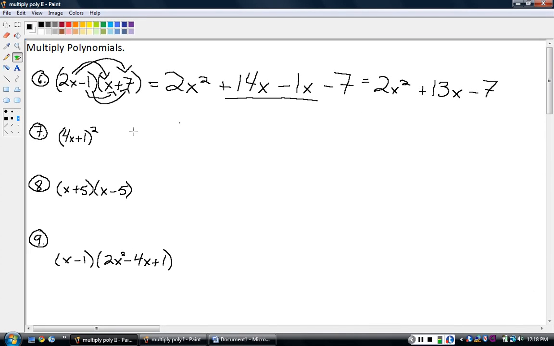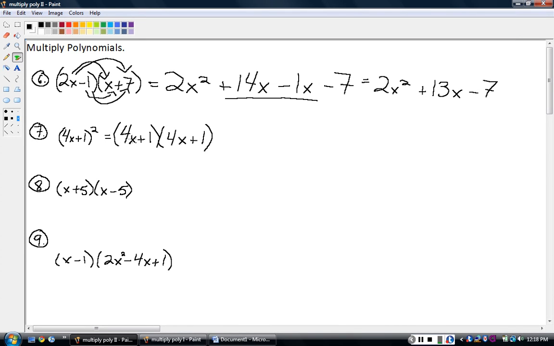Be careful with number 7, this example. What I always want you to do first is to rewrite that 4x plus 1 squared. I see a common mistake, 16x squared plus 1 as the final answer. It's incorrect. 4x plus 1 quantity squared means 4x plus 1 times itself, right? 4x plus 1 times 4x plus 1. So if I write it like that, then I can see that I still have to do this FOIL process.